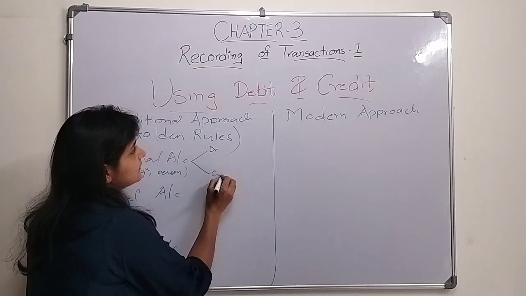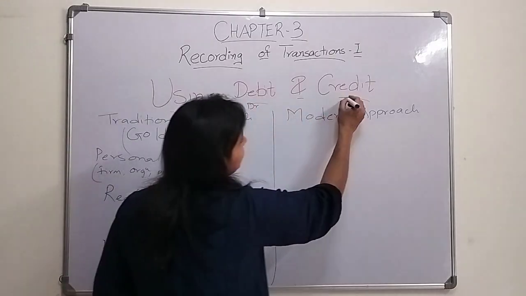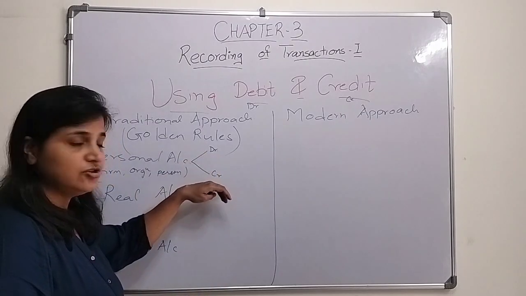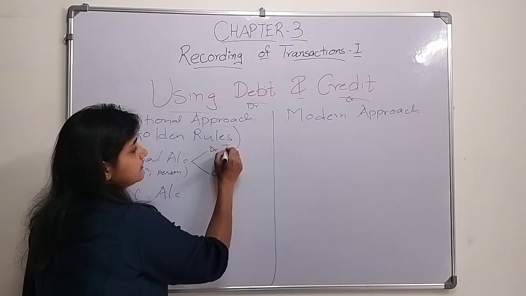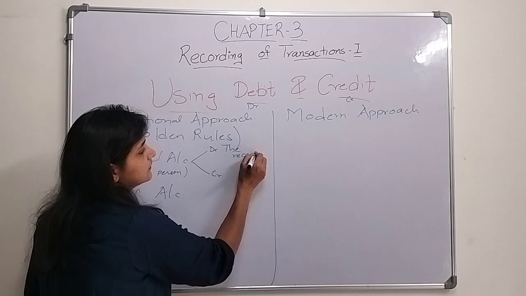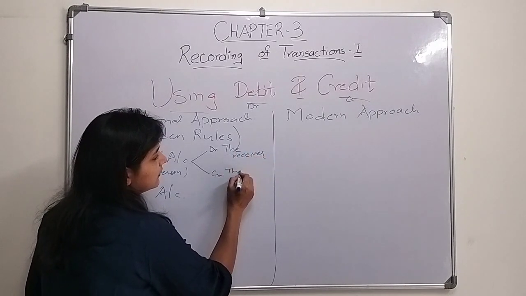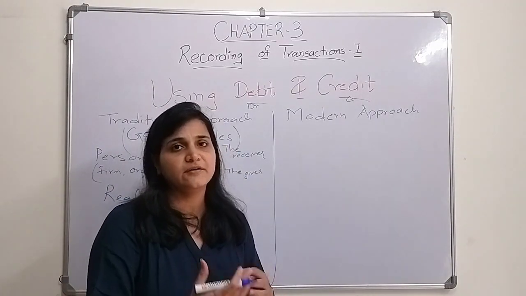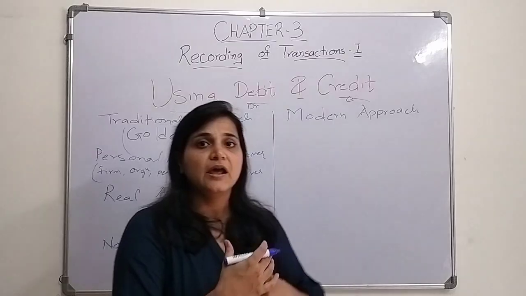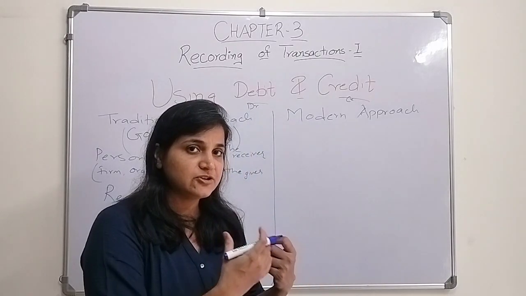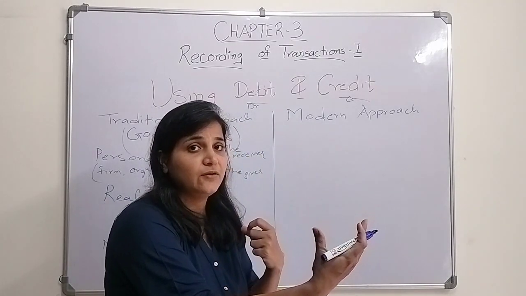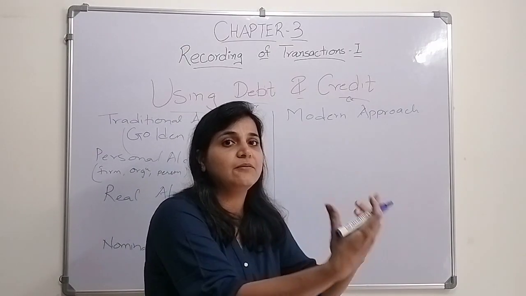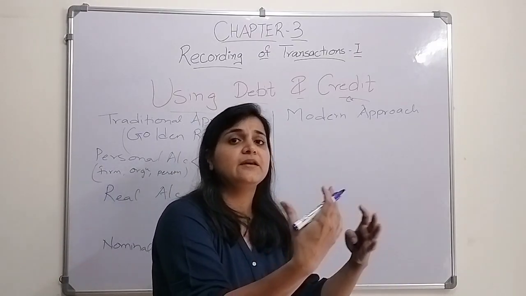We debit. DR is the abbreviation of debit, and CR is the abbreviation of credit, and you are going to use this. So personal account: debit the receiver, and credit the giver. Now when I am purchasing goods on credit from somebody, goods come to my business. Now that person is my creditor. He is the giver. I am liable to pay him, so his account will be credited.